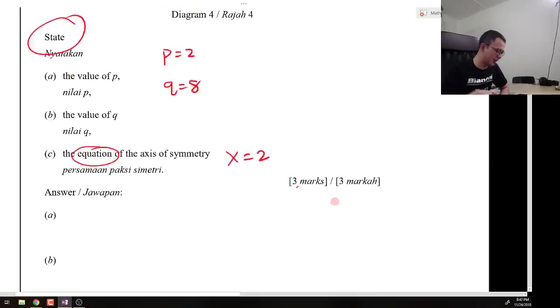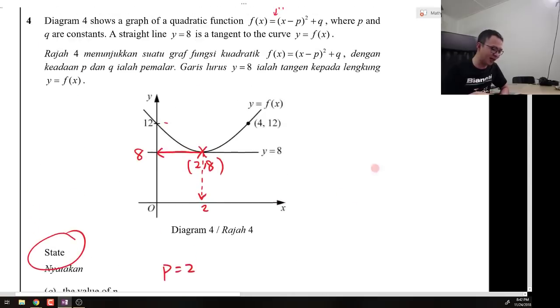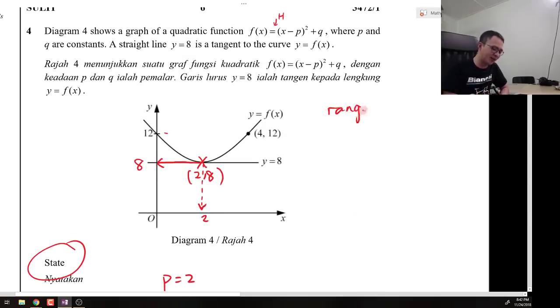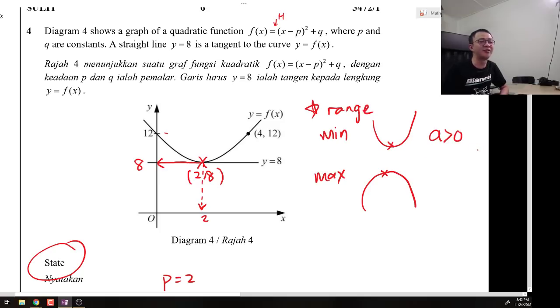If the question asks about range, which always comes out in your state paper, when you see the graph is a minimum graph, a U shape, just in case you do not know how to see it, a maximum graph is an N shape, because this one has a minimum point and that one has a maximum point. For a minimum graph, a is always bigger than 0. You just memorize. For a maximum graph, a will be less than 0. This is a thing you need to memorize if the question asks about range.